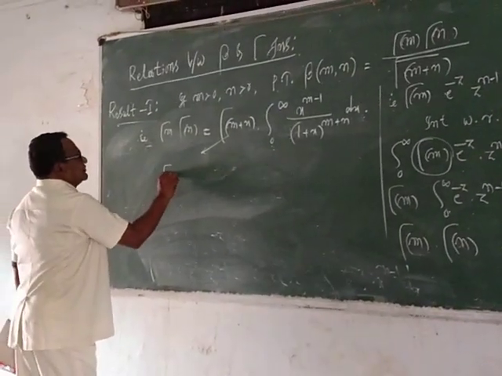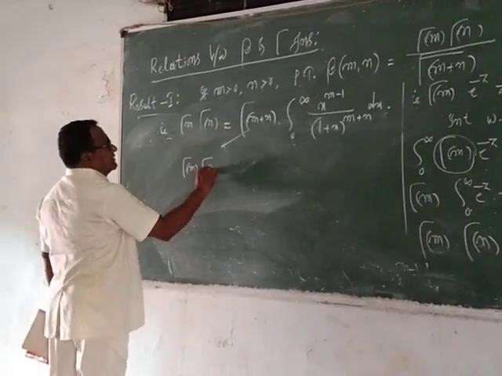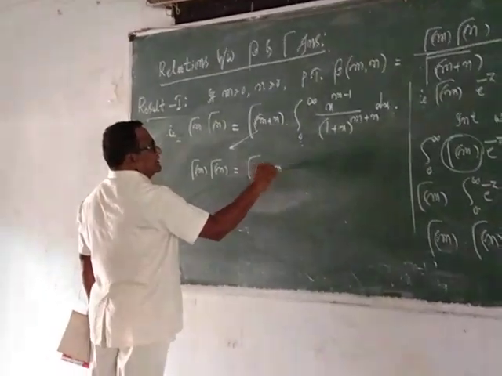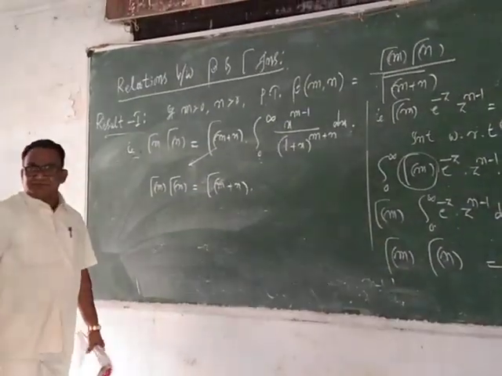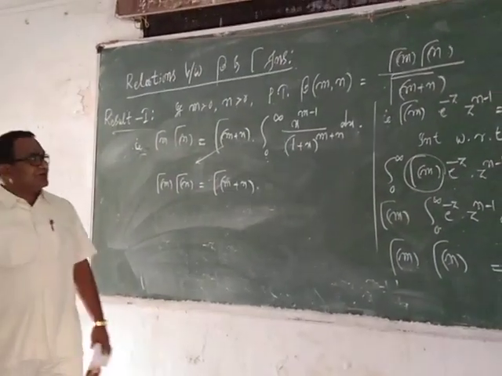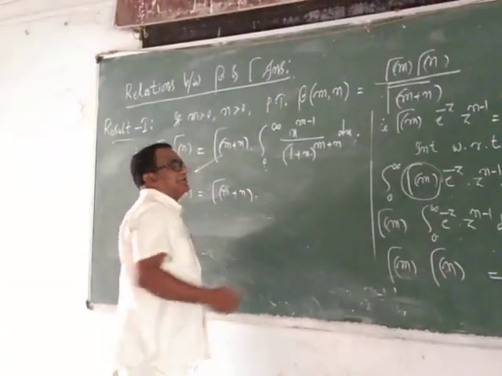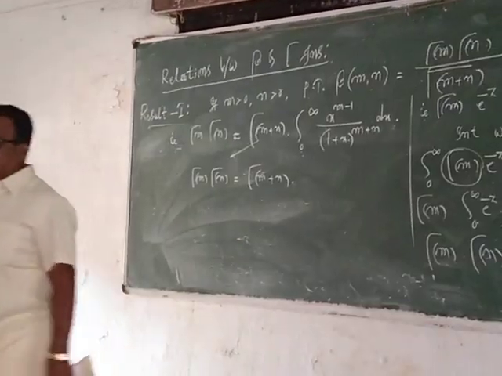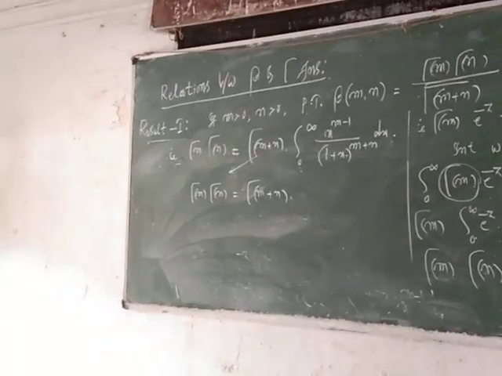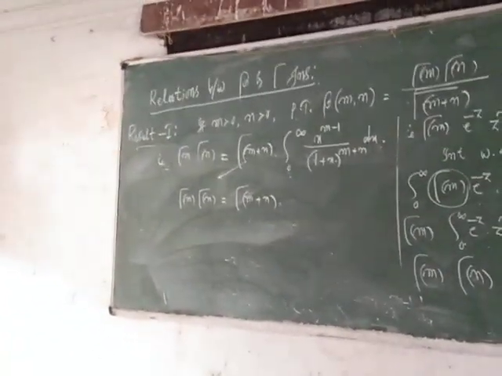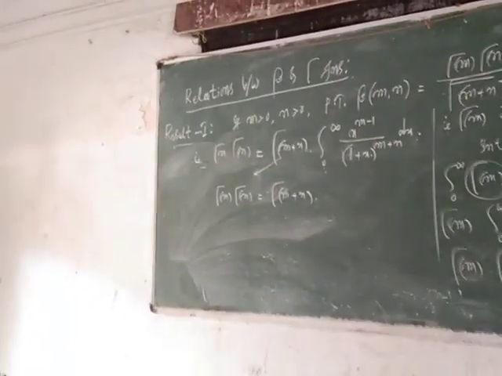All right. One more step, as it is gamma m into gamma n is equal to gamma m plus n into integral from 0 to infinity of x to the power m minus 1 divided by 1 plus x whole to the power m plus n into dx, by another form of beta function. What is it?